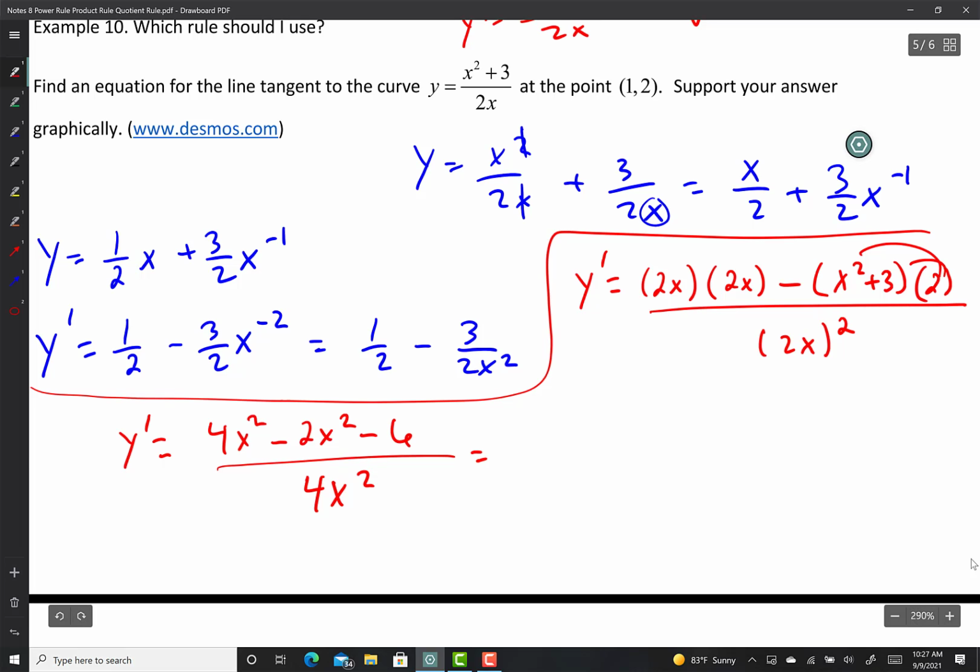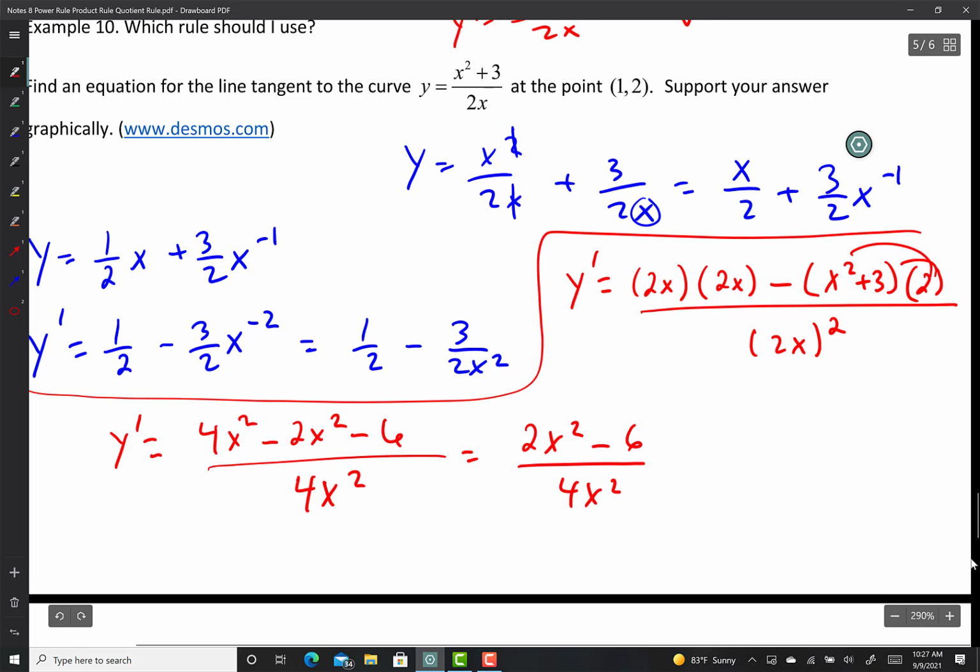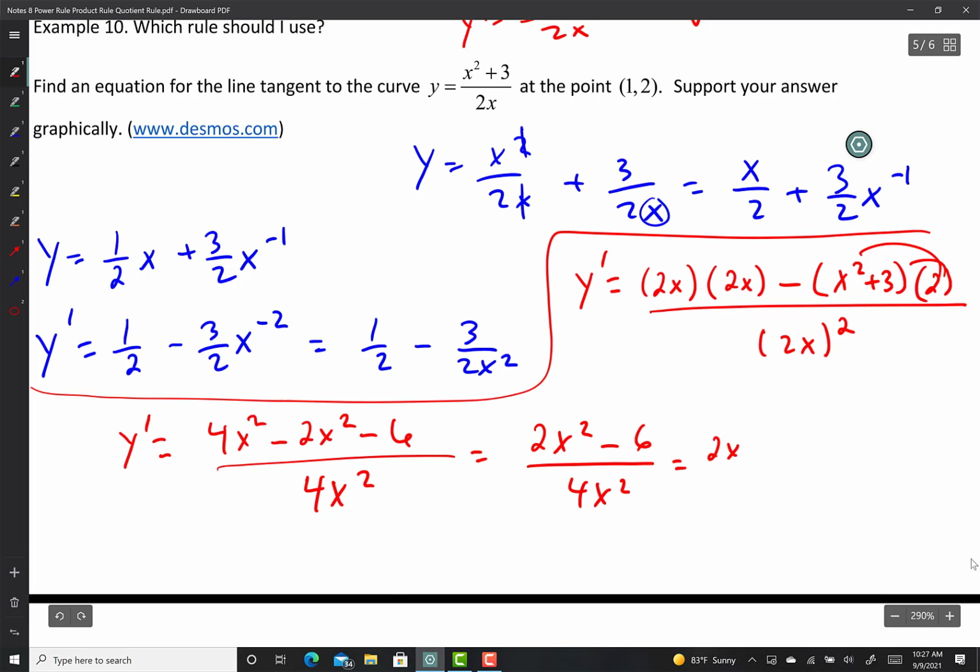Let's combine like terms on the top. 4x squared minus 2x squared, that is 2x squared, minus 6, over 4x squared. Are we still okay? Okay, I'm going to separate it into two terms: 2x squared over 4x squared minus 6 over 4x squared. Am I still okay? Yeah. Okay. I'll slow down.